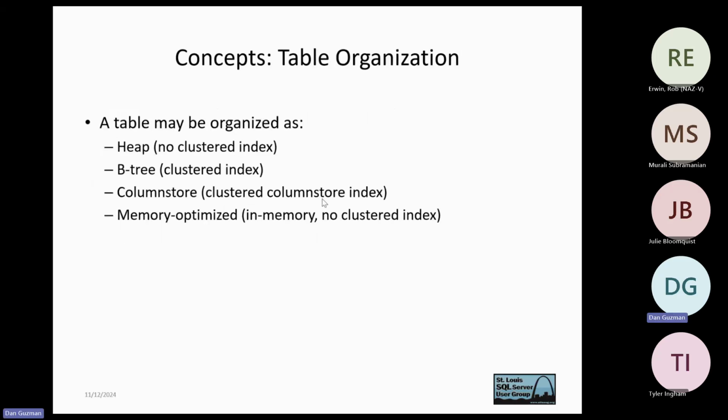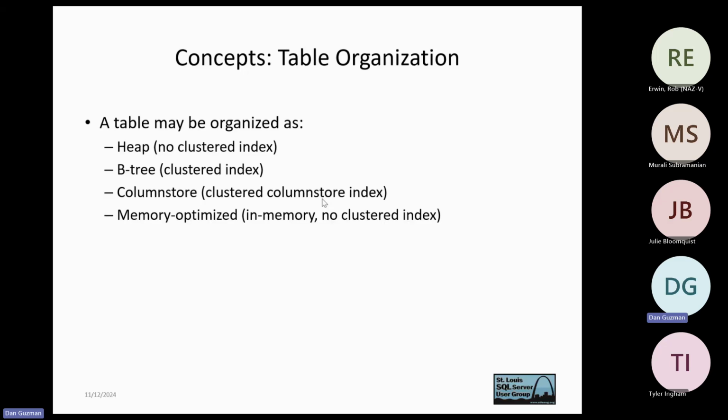So a lot of this is really a review. I know a lot of you already know about clustered indexes and non-clustered indexes, but I'll speak to it a little bit here just to make sure we're all on the same page. Really, in SQL Server, you can organize a table as a heap, which basically is a table with no clustered index. It's just a funny name for it. Or a B tree, which is a table with a clustered index.